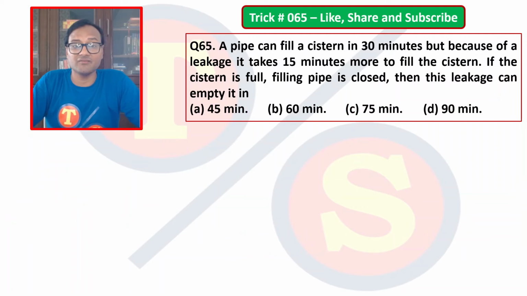In the same way, can we have the formula for negative work? Negative work means one pipe is trying to fill the cistern, and cistern means tank. So a tank can be filled by a pipe in 30 minutes, but because of some leakage in the tank, it takes 15 minutes more. So definitely with the leakage, the total filling time is 45. Without leakage, the total filling time is 30. So what is the rate of leakage? Means if the tank is full and the filling pipe is closed, then the leakage alone can empty it in how many minutes? That is our question.